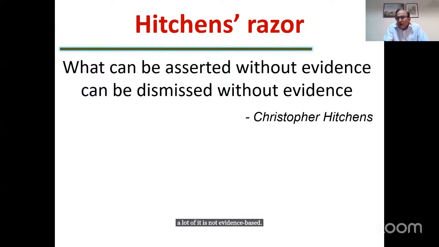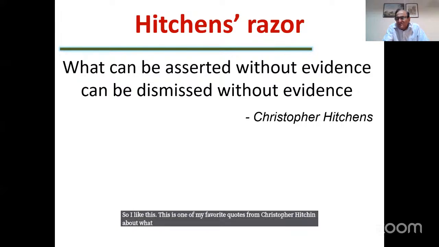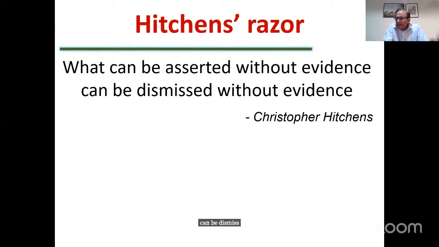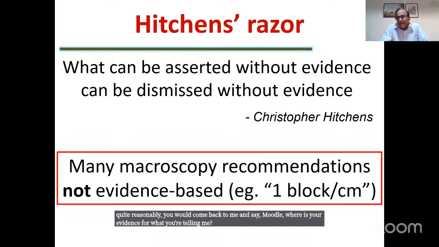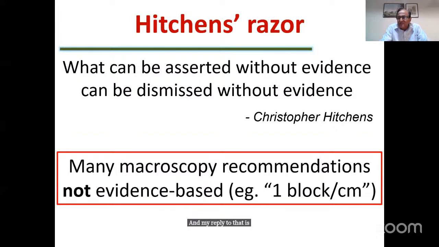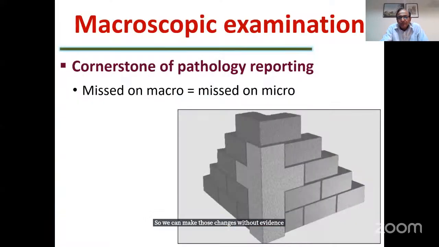This is one of my favorite quotes from Christopher Hitchens: what can be asserted without evidence can be dismissed without evidence. I think this is relevant because a lot of what I tell you, quite reasonably, you would come back to me and say, Murli, where is your evidence for what you're telling me? And my reply to that is our current practice is not evidence-based. There is zero evidence for all these recommendations of X number of blocks per centimeter of maximum diameter of the tumor. So that's not evidence-based. We can make those changes without evidence, based on reasoning.